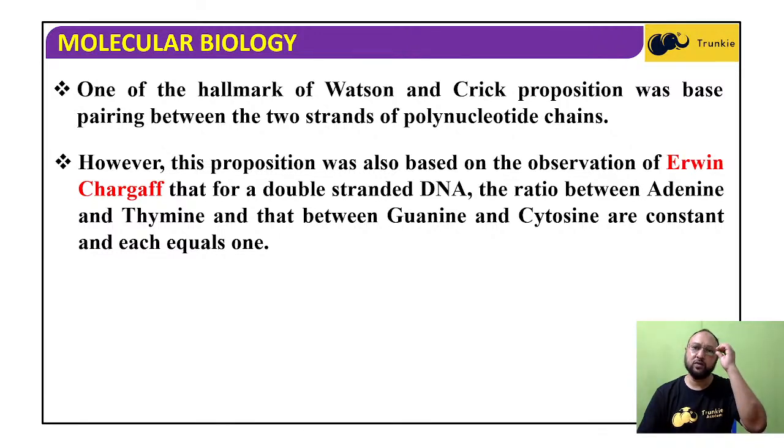But this was also noticed by Erwin Chargaff, that for a double-stranded DNA, the ratio between adenine and thymine, and that between guanine and cytosine, are constant and each equals 1. So the ratio will be constant, it will always be so.